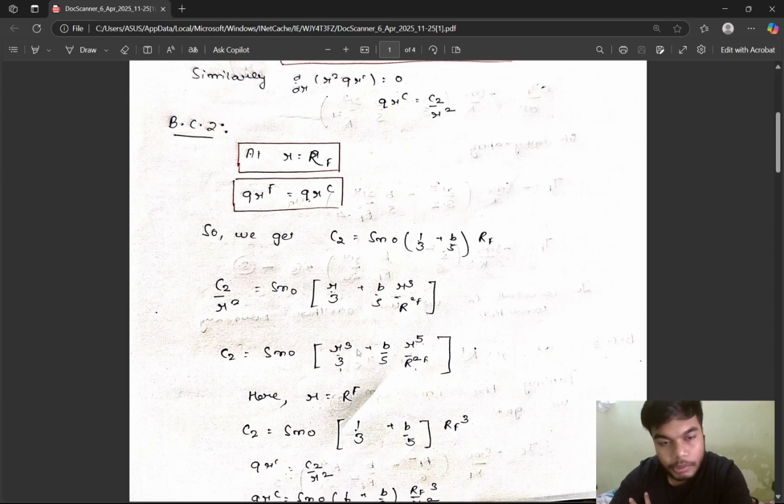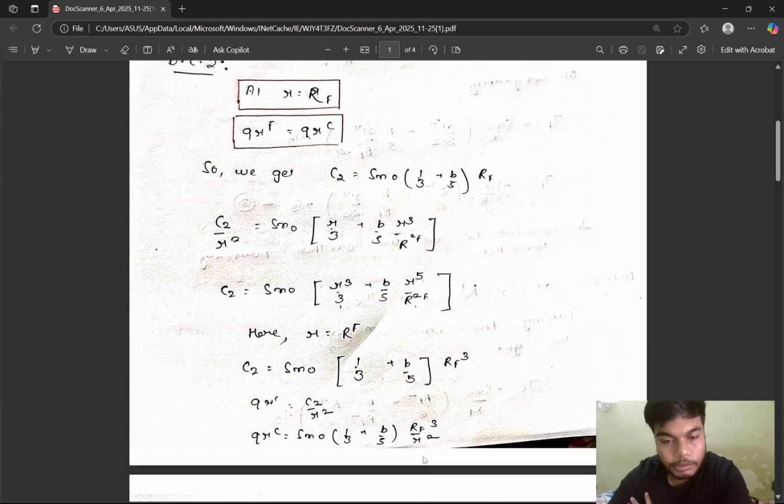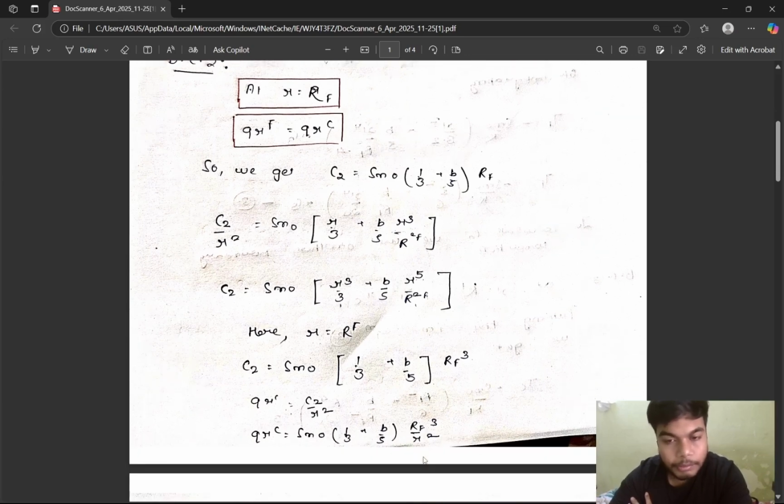Now we will calculate C2 by r square, which is equal to Sn naught into (r by 3 plus b by 5 r cube upon r2). After rearranging, we will get the value of C2 as this. And here also r equals R, so we will substitute RF equals R. So the final equation of C2 will come as C2 equals Sn naught into (1 by 3 plus b by 5) RF whole cube, which will be common among these two terms.